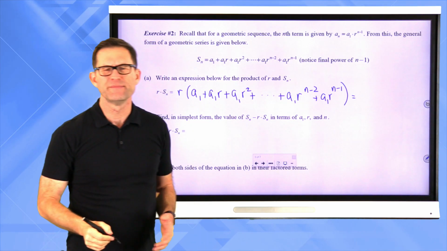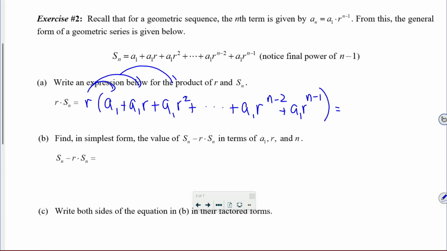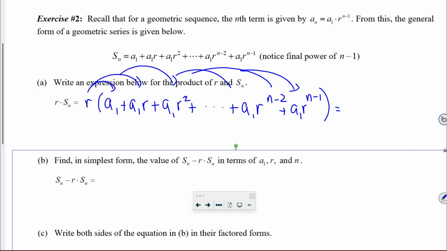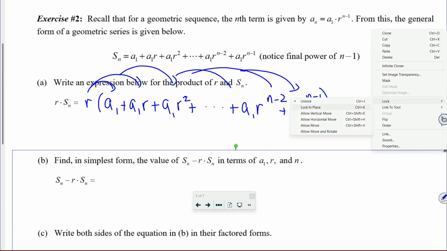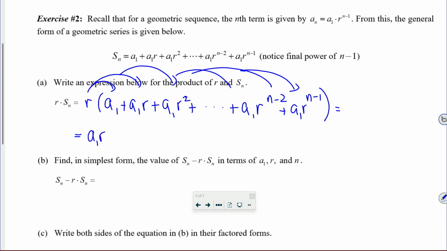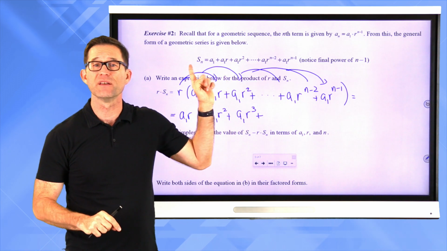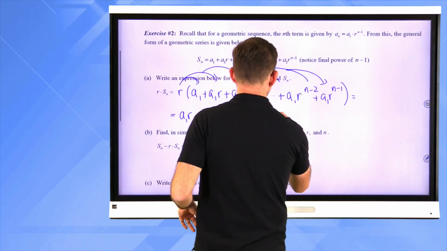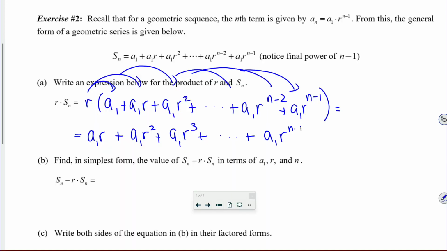All right, well, what's the point? The point is, if I distribute the r through, what would happen? I'm going to move this down a little bit so I have more room here. When I distribute this through, I get a1 times r as my first term, then a1 times r squared, and then a1 times r cubed. It's going to look very similar to this. The only difference is every power of r goes up by 1 because I'm just multiplying by r to the first. It cascades all the way through until the last two terms are a1r to the n minus 1 plus a1 times r to the n.